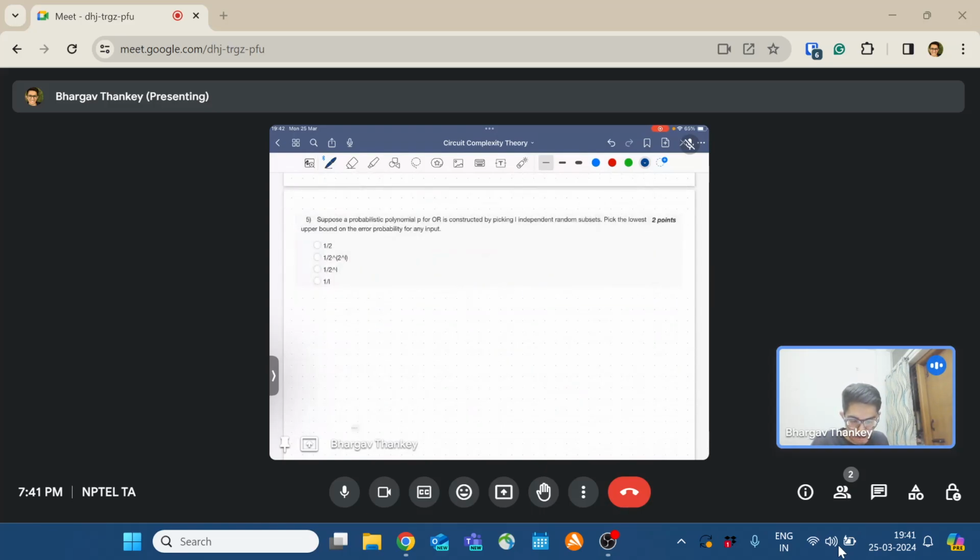So the next problem is, suppose a probabilistic polynomial P for odd is constructed by picking L independent random subsets. Take the lowest upper bound on the error probability for any input: 1 over 2, 1 over 2 to the 2 to the L, 1 over 2 to the L, and 1 over L. So which of these is correct? Again, we can use the polynomial P over here. As we saw in the third problem, it's this.